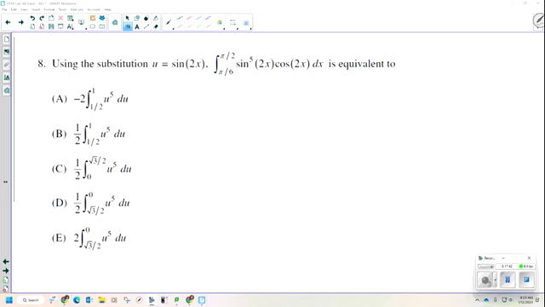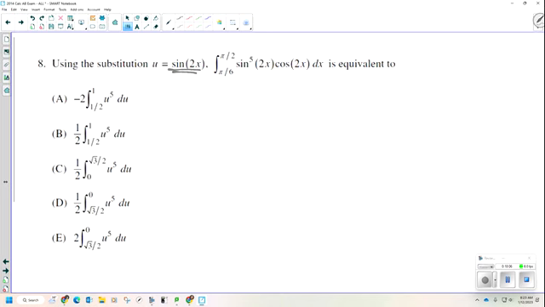Number 8. Using the substitution u equals sine of 2x. Oh, they give us this. Man, they might as well just give us credit for this problem. The integration from pi over 6 to pi over 2 of sine of 2x to the 5th power cosine of 2x is equivalent to... All right, well, I think I just gave my class this type of review problem.